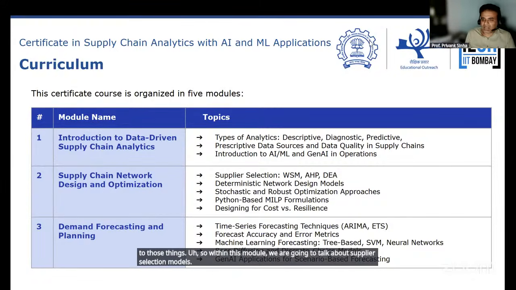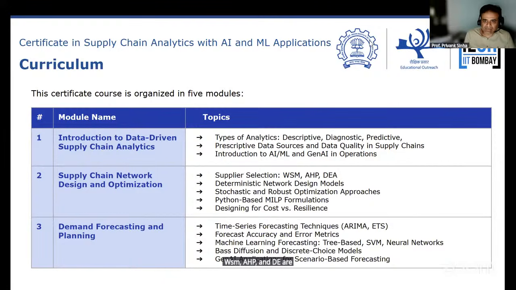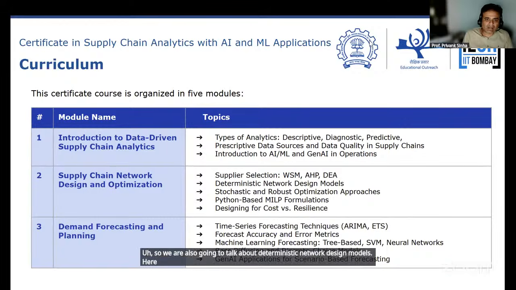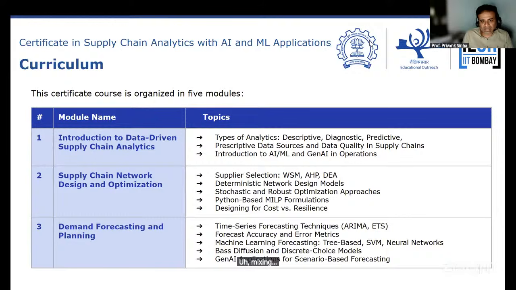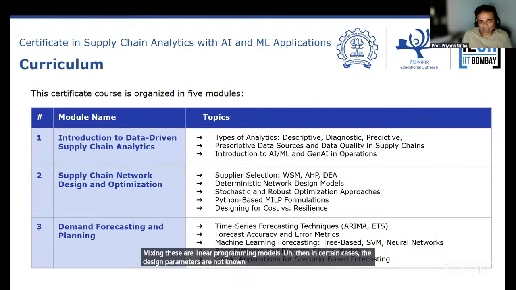WSM, AHP, and DEA are the important methods that we are going to talk about. We are also going to talk about deterministic network design models. Here we are essentially going to talk about mixed integer linear programming models. Then in certain cases, the design parameters are not known with certainty. So we either go with the stochastic modeling framework or the robust optimization framework.